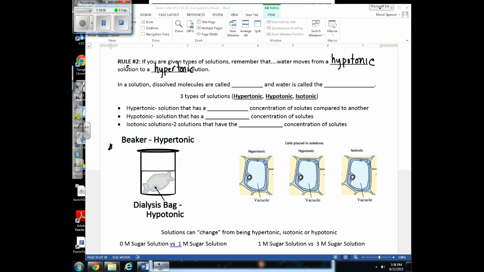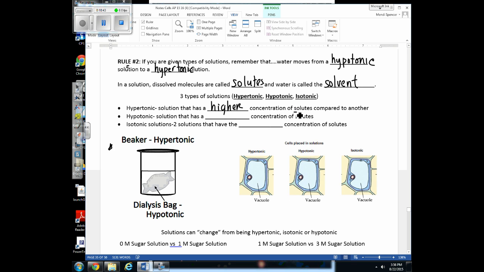Now, let's talk a little bit more about what a solution is. In a solution, we have solutes and then we have the substance that's doing the dissolving, the solvent. In many solutions, it's water. So the dissolved molecules are called the solutes, and water is considered the solvent. In the last unit, we talked about how it's noted as the universal solvent because it can dissolve so many different molecules.